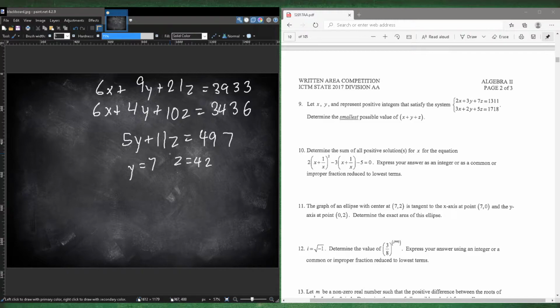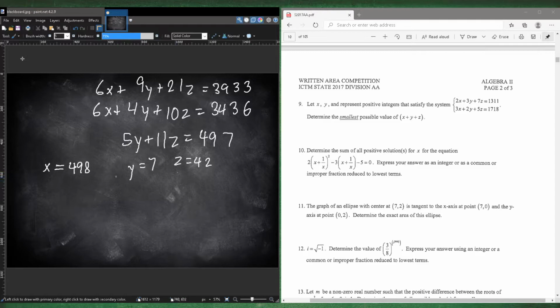Okay, so now let's find out what value our x is. So going back to our question, 2x plus 3y plus 7z is 1311. We could plug in our y and z and then get our x. So 1311 minus 3 times 7 minus 7 times 42, and then divide by 2, and we get 498.